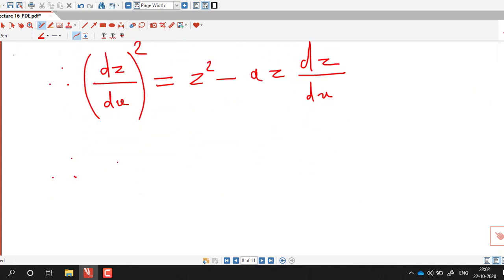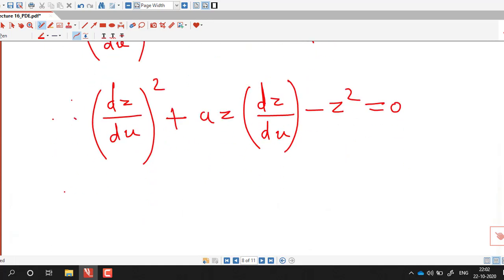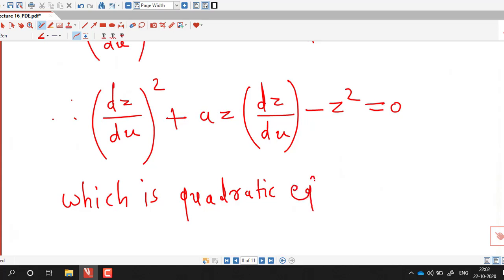Again we can rewrite this as (dz/du)^2 + az dz/du - z^2 = 0, and you can see this is nothing but a quadratic equation, which is a quadratic equation in what? dz/du.